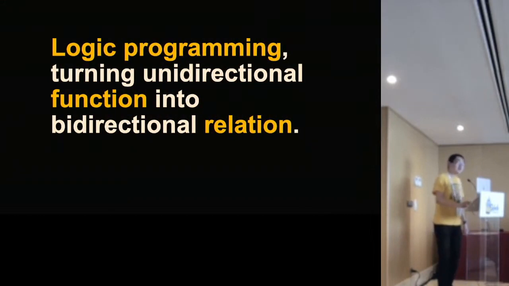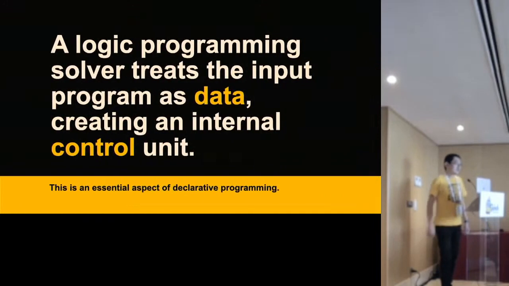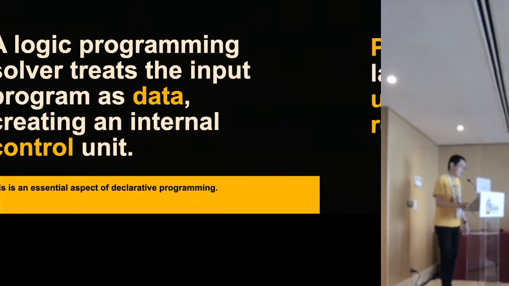So logic programming is one of the declarative programming paradigms, right? You're turning the unidirectional function into bidirectional relations. A logic programming solver treats the input program as data, creating an internal control unit. So you can see it separates out the control part for us. We need to figure out how to compute and how to optimize to produce the result as soon as possible. Still, this is the essential aspect of declarative programming.